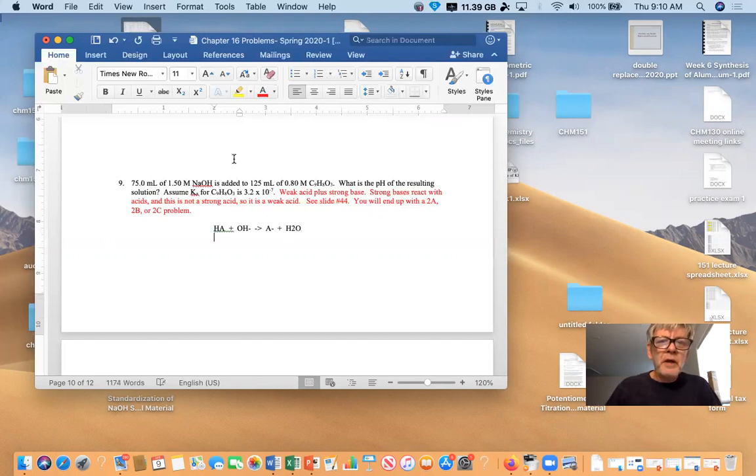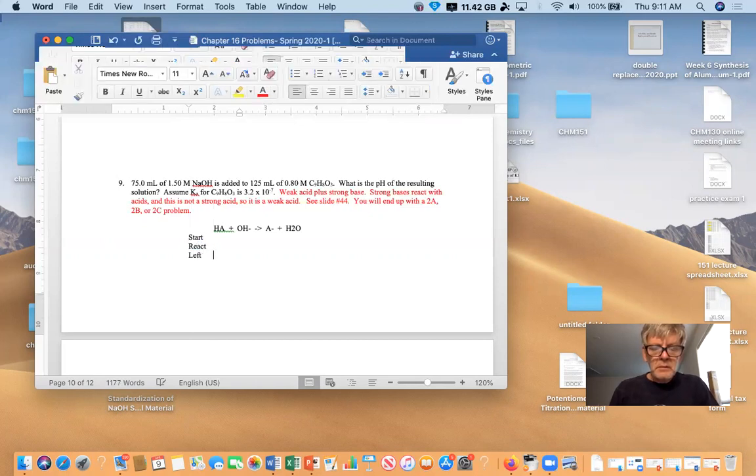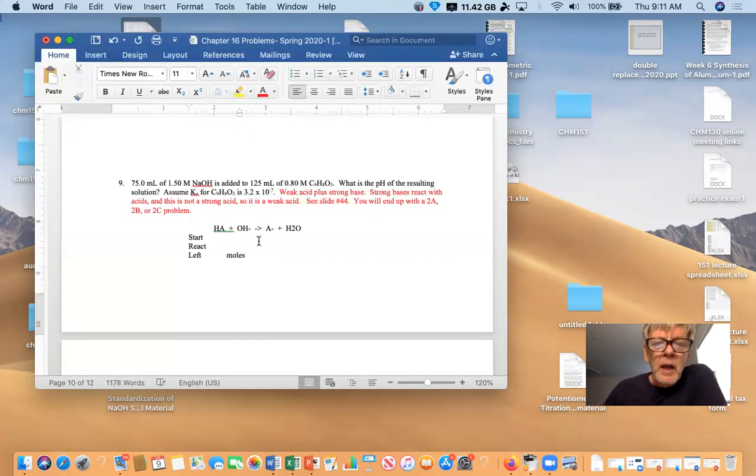Which we will do in units of... So we'll do a start, react, left, in units of moles. And once again, it looks a little bit different, but by the time you get to what you're left with, you're either going to be left with a buffer, you're either going to be left with the conjugate weak base, or you're only going to be left with the strong base.